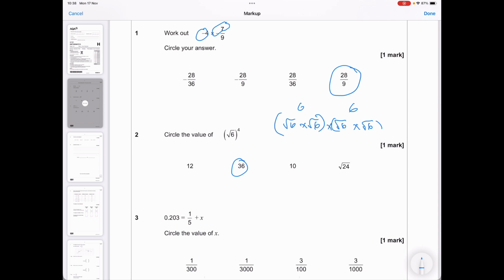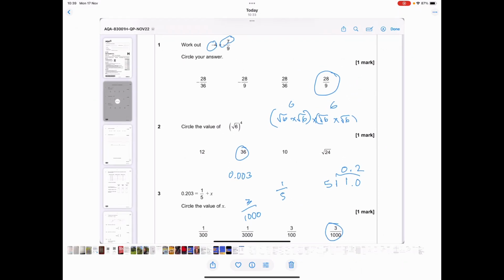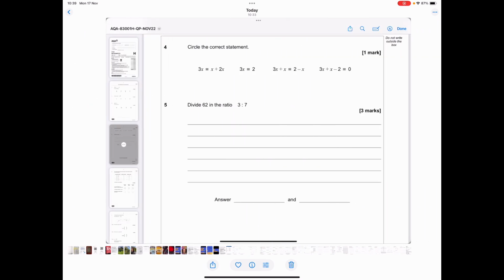And then at the bottom it says 0.203 is 1/5 plus x. Now, 1/5, if we divide 1 by 5, you get 0.2. So we know that the 0.2 is the 1/5. That means we just need to find out what 0.003 is. And that's in the thousandth bit, so it's 3 over 1,000. So that's that one, that's done, and moving on.